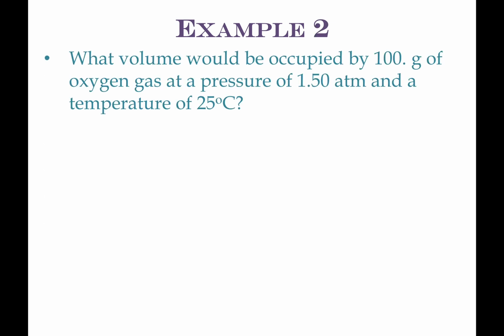All right, you give it a try. What volume would be occupied by 100 grams of oxygen gas at a pressure of 1.50 atmospheres and a temperature of 25 degrees Celsius? So you're going to need to do an extra step in this one, I'll tell you that much. So give it a try and see what you can do. So PV equals nRT. P, V, n, R, T. What volume would be occupied by 100 grams? This is O2. 32 grams O2 for 1 mole.